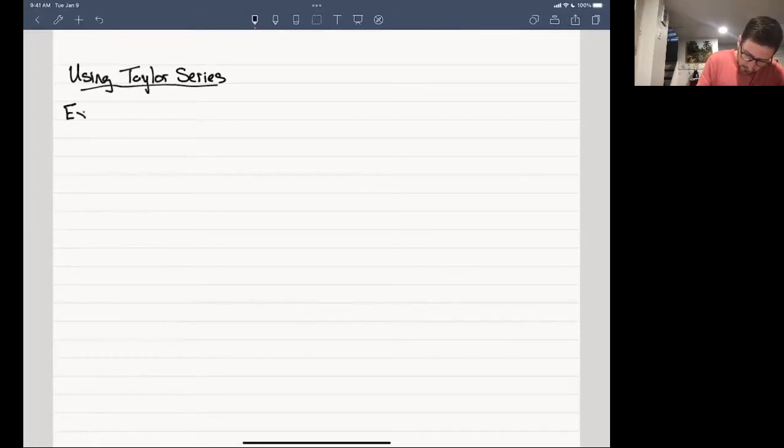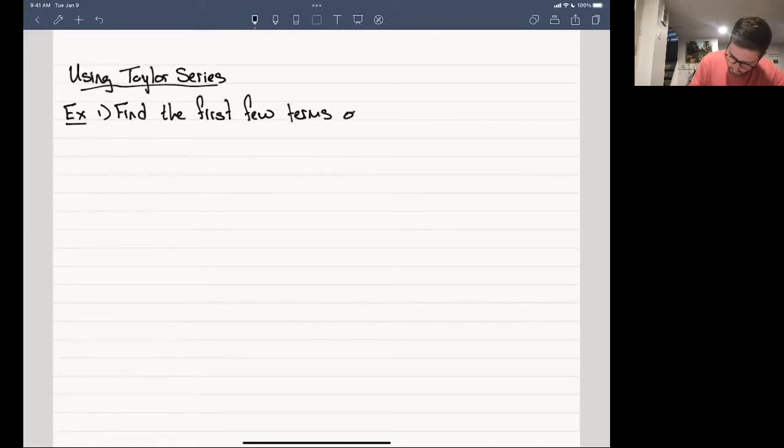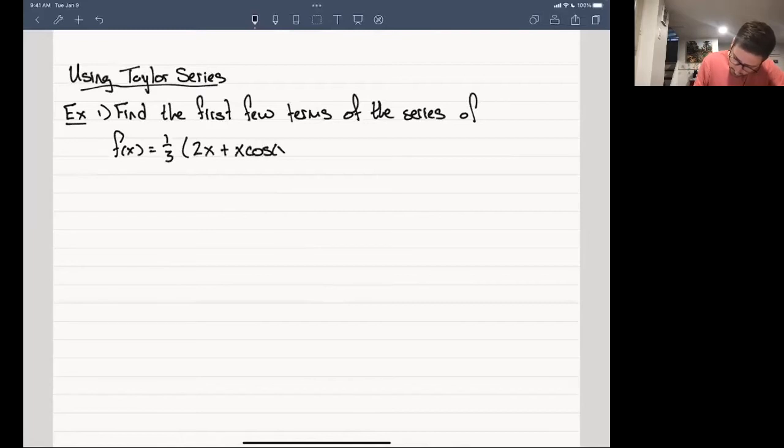So example 1. Let's find the first few terms of the Taylor series of f of x equal to 1/3 times (2x plus x cos x) about x equal to 0.